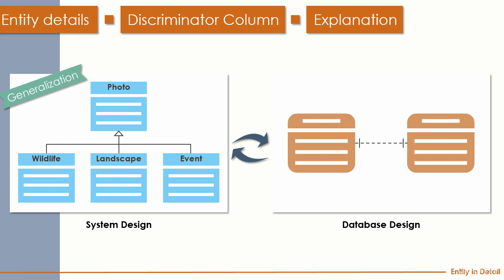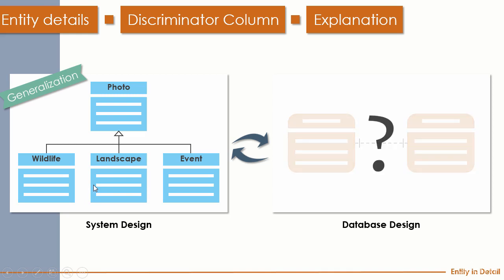This is an example where we have a photo class and different subclasses for different properties and different behavior. We have wildlife, landscape, and event. You define it in the class diagram, and during programming, it is very natural. But how about the database? We need to save this object to the database.